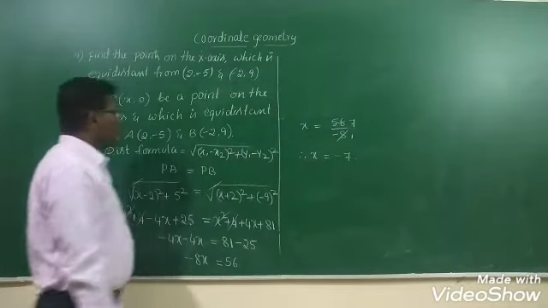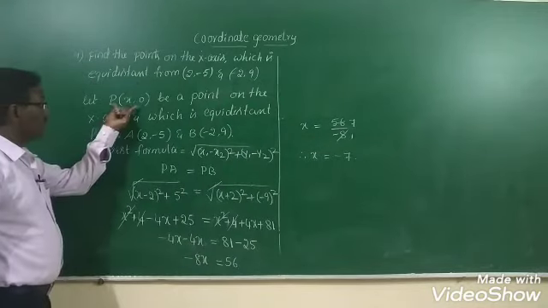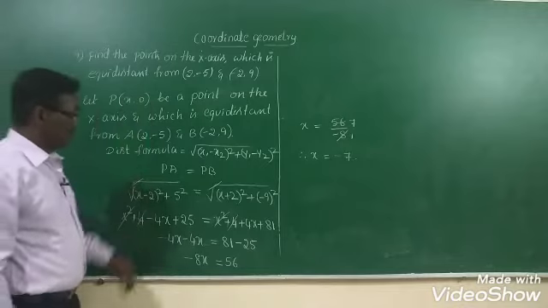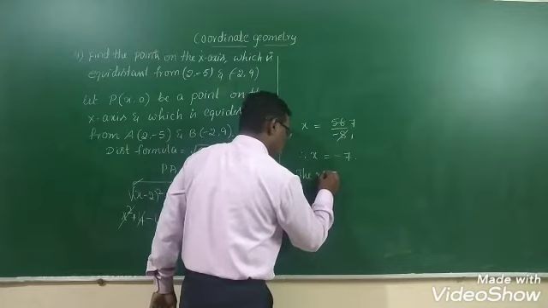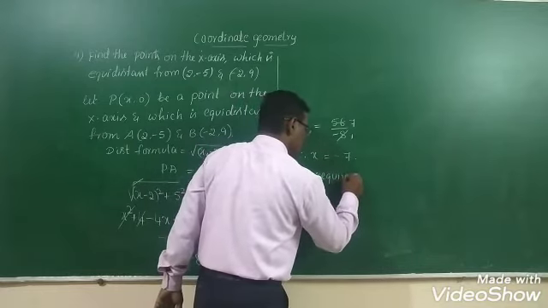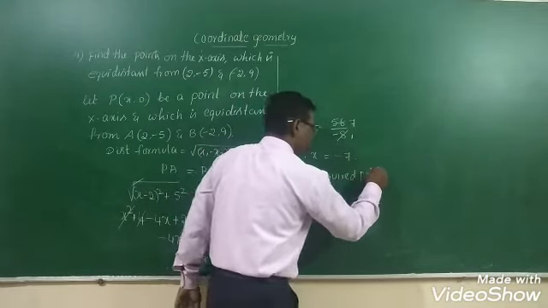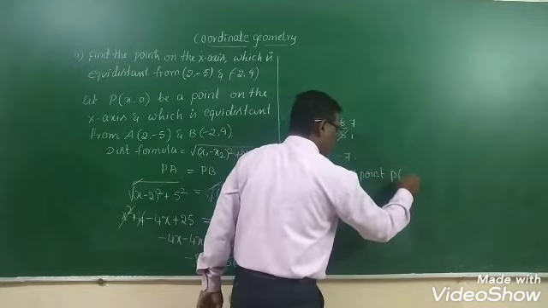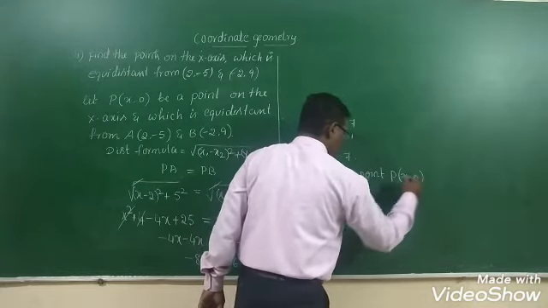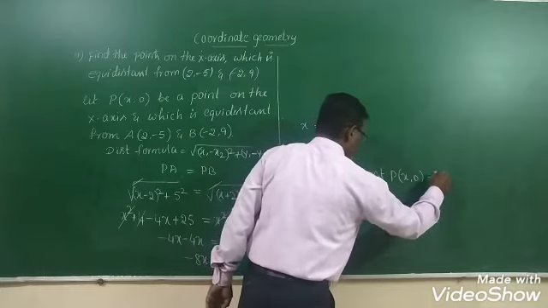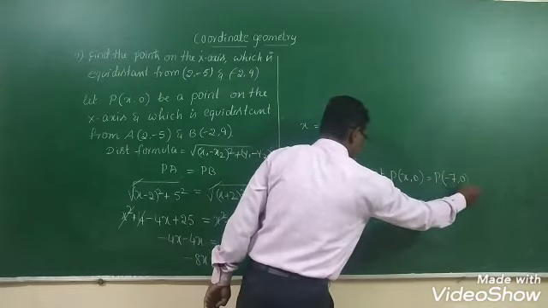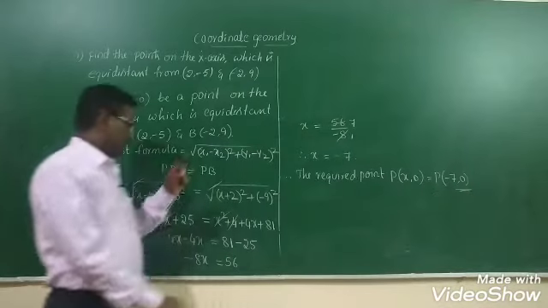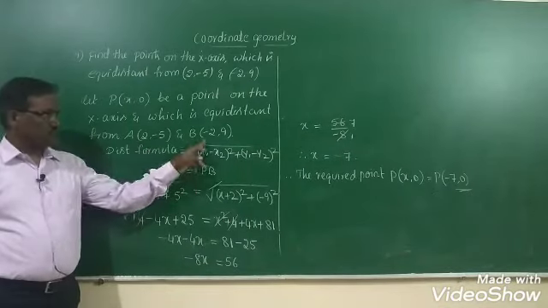Now, which is the point on the x-axis? We have taken P of (x, 0). Therefore, the required point P of (x, 0) is equal to P of, what is the x value? We got minus 7, 0. This is the required point which is equidistant from these two points.